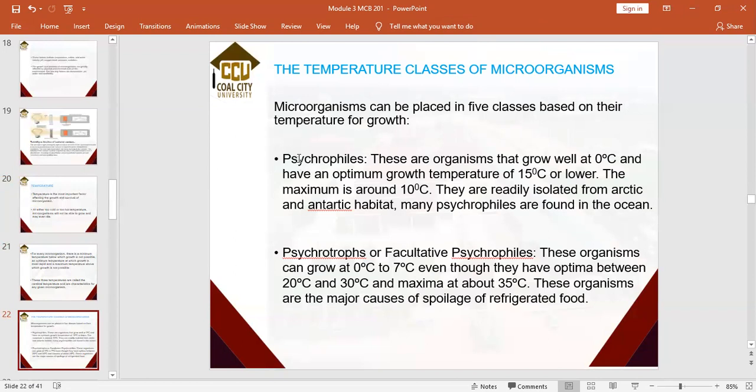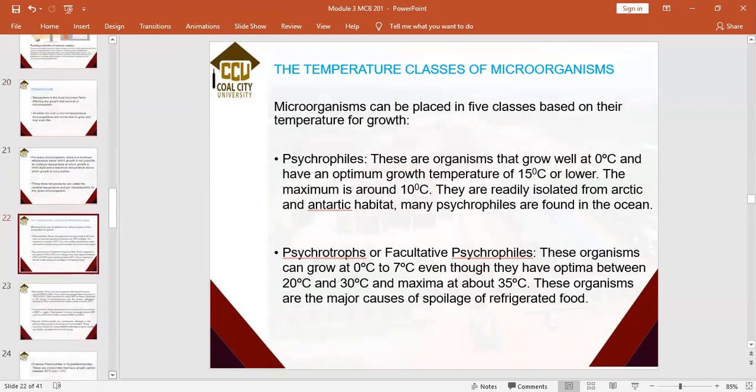We have what we call the psychrophiles. These are organisms that grow well at 0 degrees and have an optimum growth level at 15 degrees centigrade or lower. And the maximum is around 20 degrees centigrade. They are readily isolated from Arctic and Antarctic habitats. Most psychrophiles are found in the ocean. We have the psychrotrophs or facultative psychrophiles. So these are the organisms that have the optimum at such a level.